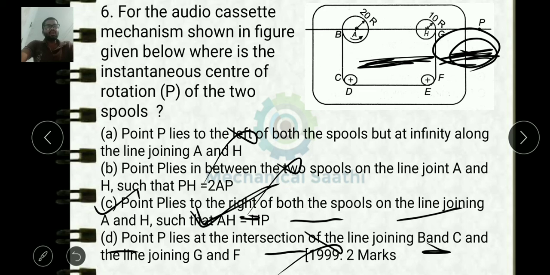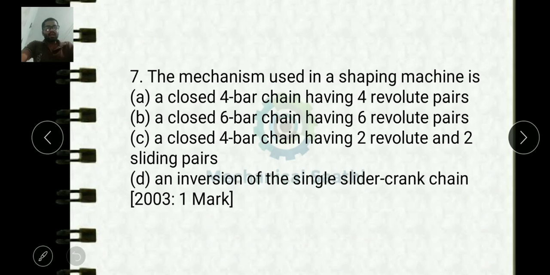So this will also not be the correct answer over here. So here option C will be the correct one. So let us move forward and try to solve another question: the mechanism used in a shaping machine is what?